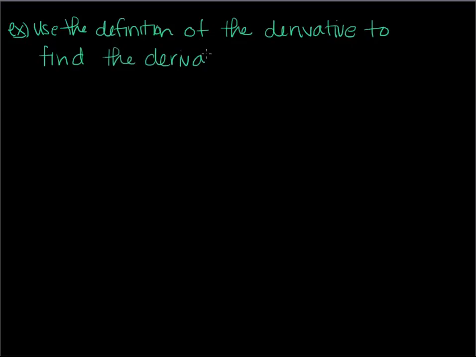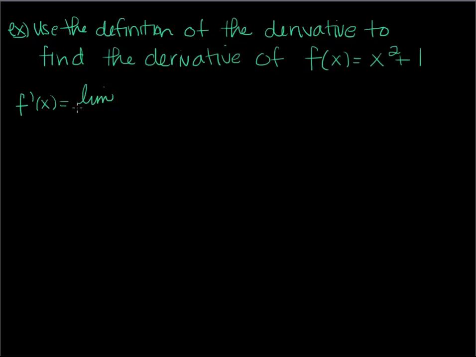I know I missed that. Let's start off easy. F of x equals x squared plus 1. Okay, so I want to use the definition of the derivative to find the derivative of this function right here. So the first thing that we know is we know that the derivative is equal to the limit as h approaches 0 of f of x plus h.